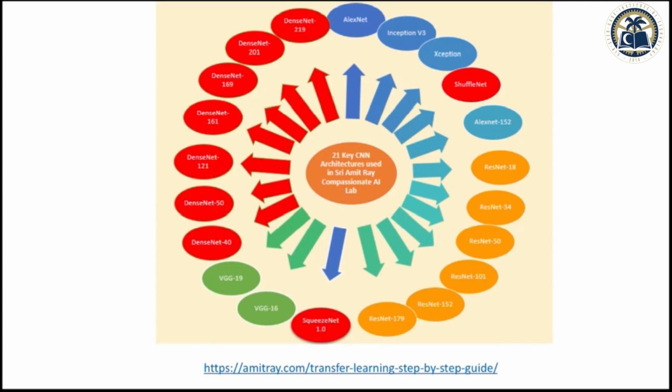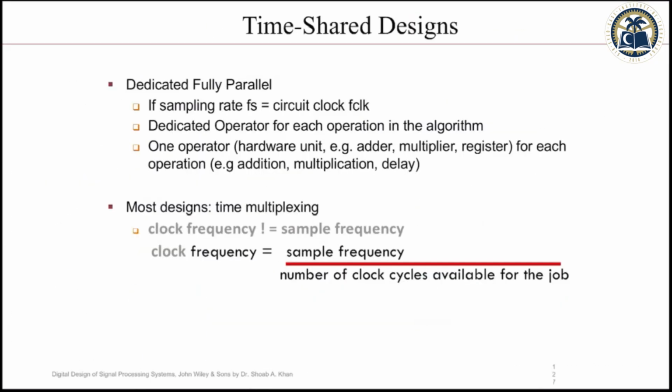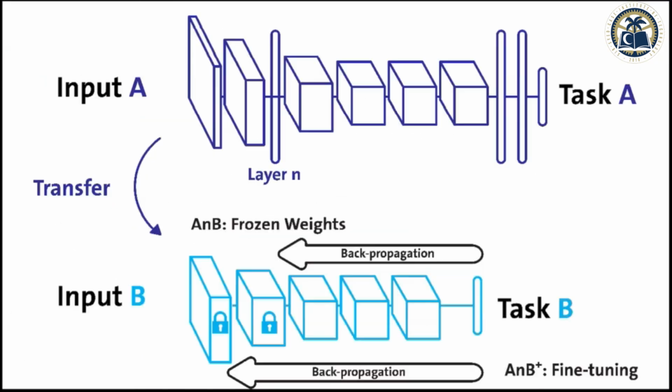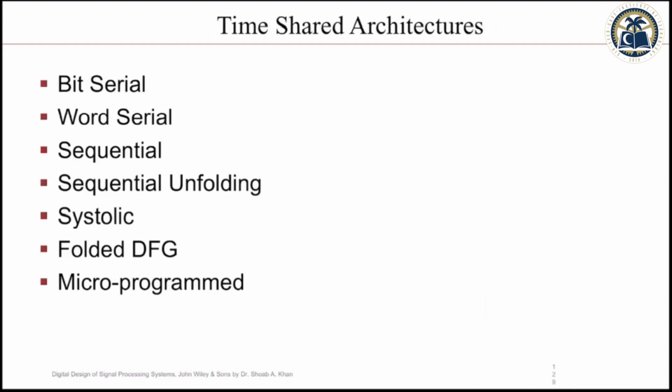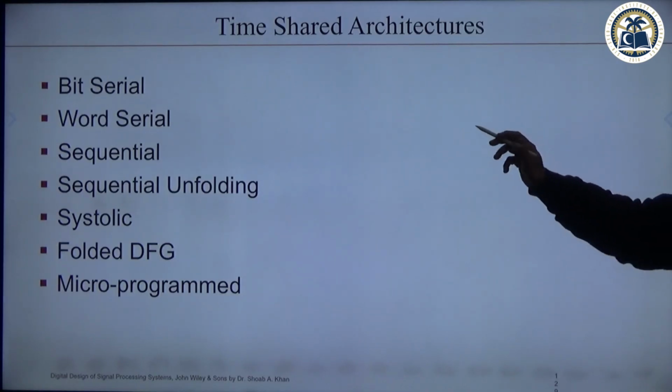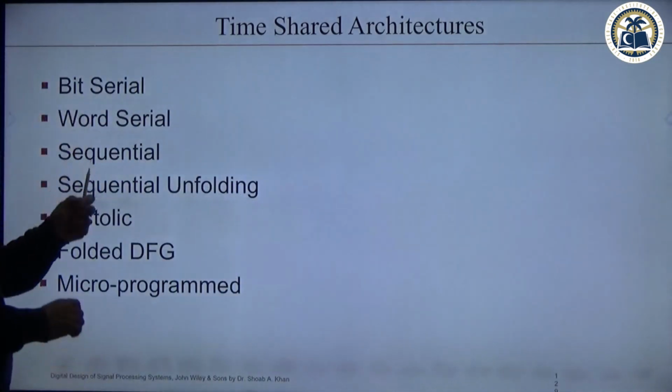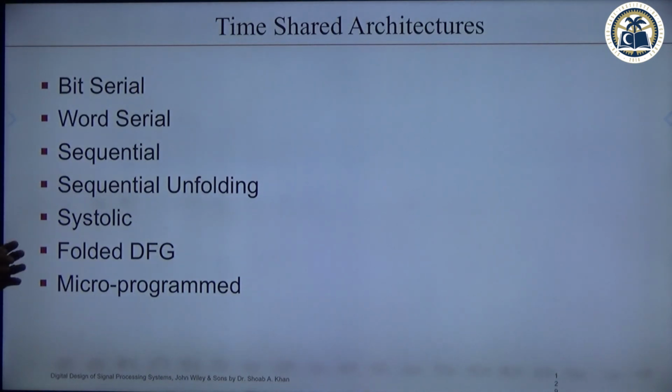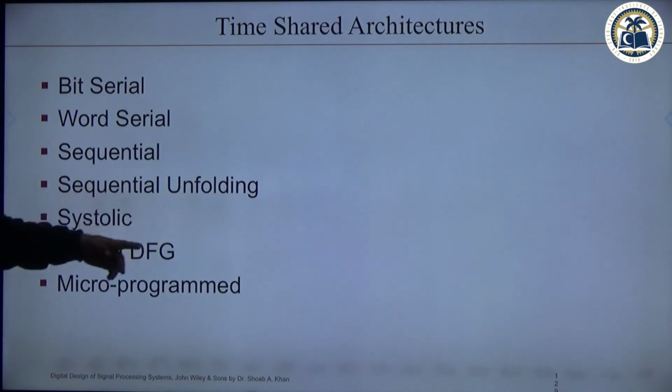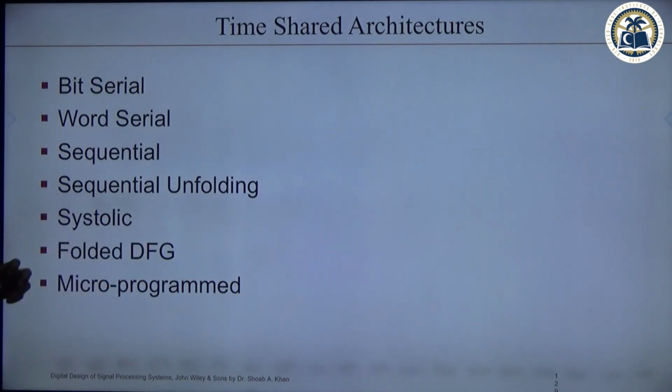And in the next class we go to the time-shared design. Once it is a time-shared design, then you have so many options. Interestingly, a bit serial architecture is where you process bit by bit, so all your data path is just 1 bit wide. So bits are coming in and getting processed. Word serial is where you say no, 4 bits together. Sequential architecture is like your instruction set, sequential unfolding. Systolic is where you have some way of bringing data back into the architecture.